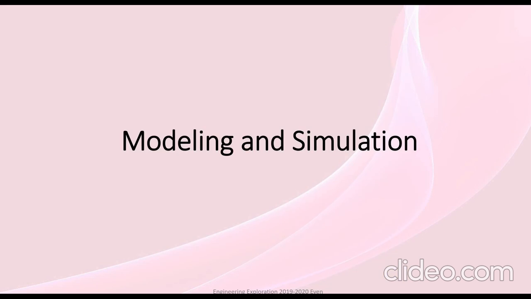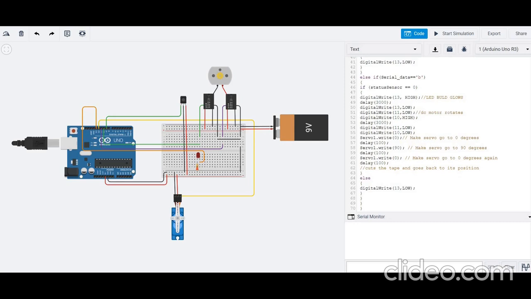Modeling and simulation. The DC motor, IR sensor, LED bulb, servo motor and battery are connected to the Arduino as shown here in the circuit diagram. A suitable code is written to perform the operation as per our requirement. Here the user input is given by the keyboard. When the user enters A, the process is initiated.